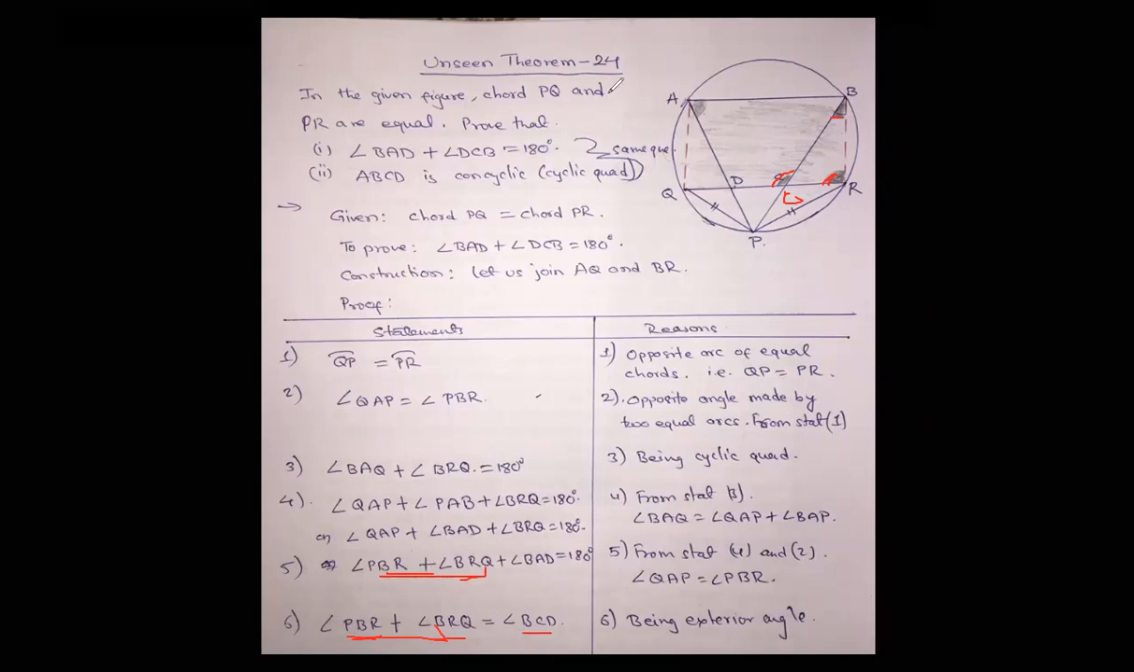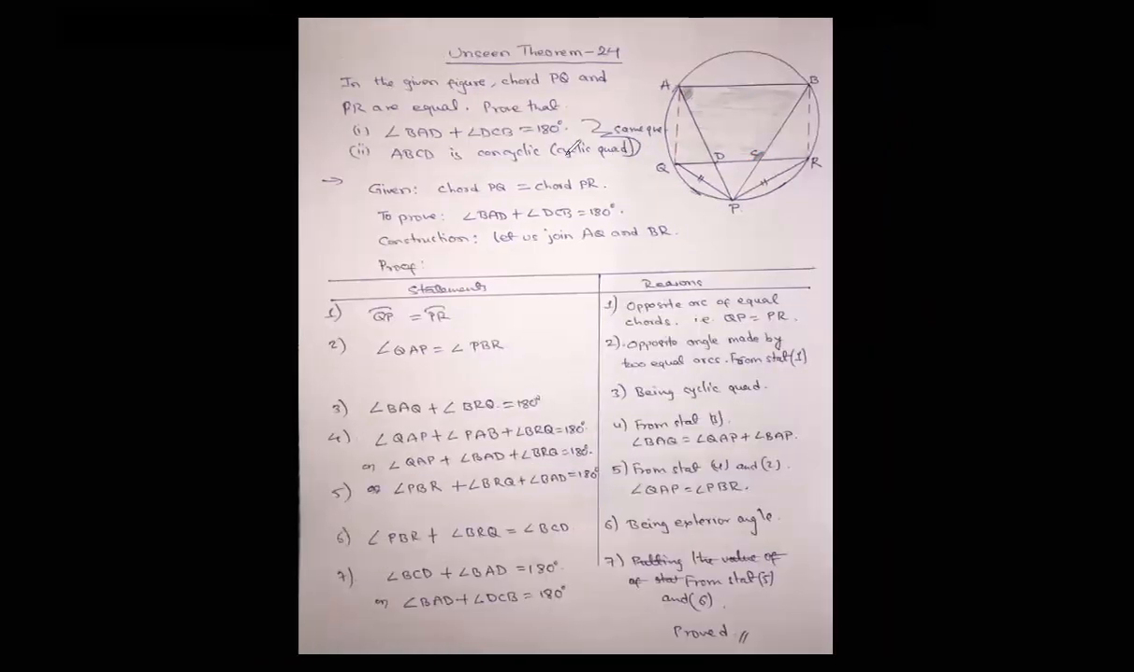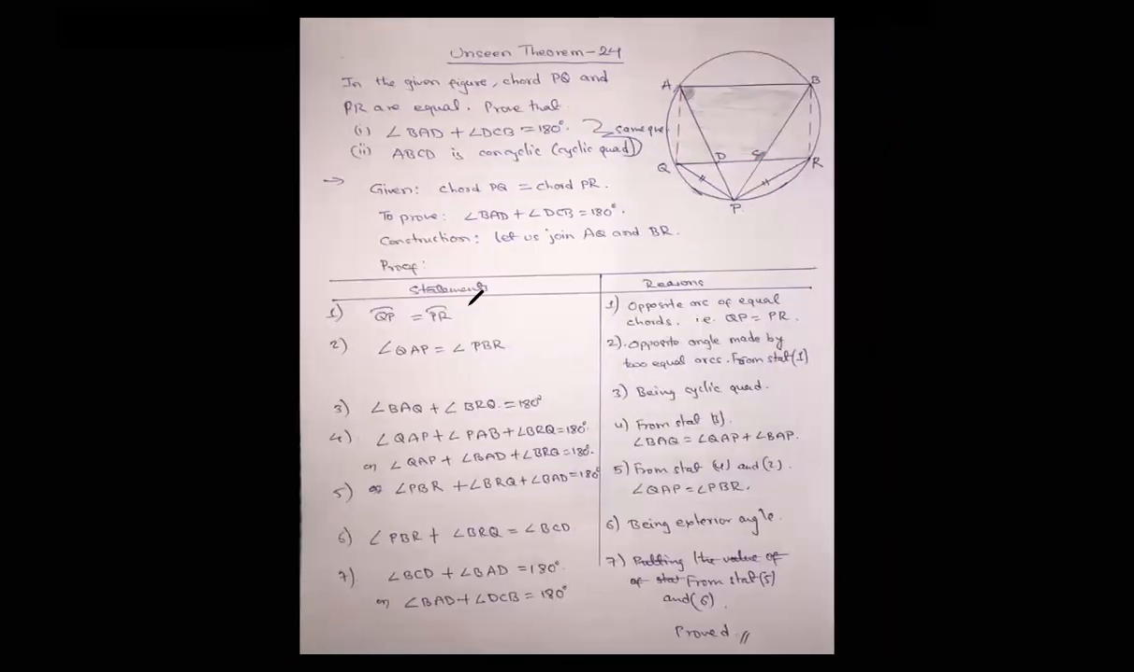In statement 7, we can see that these two angles are equal to BCD. Okay, so BCD plus BAD equals 180 degrees. So if they are equal to each other, then they are cyclic quadrilateral. So we prove that they are cyclic quadrilateral.